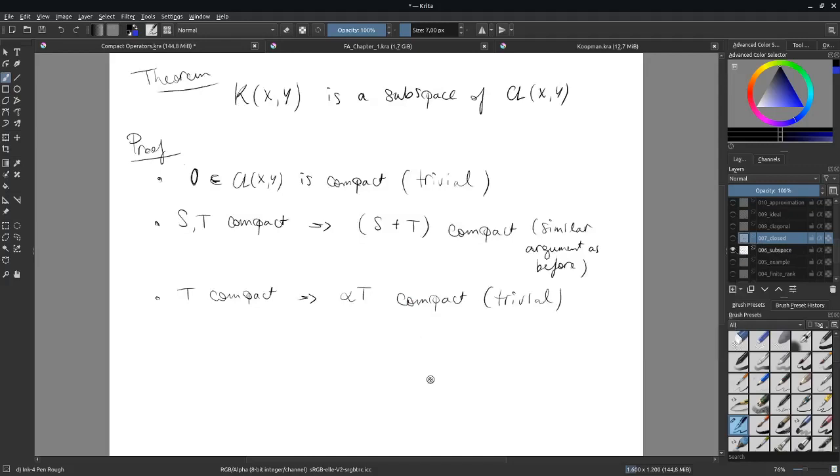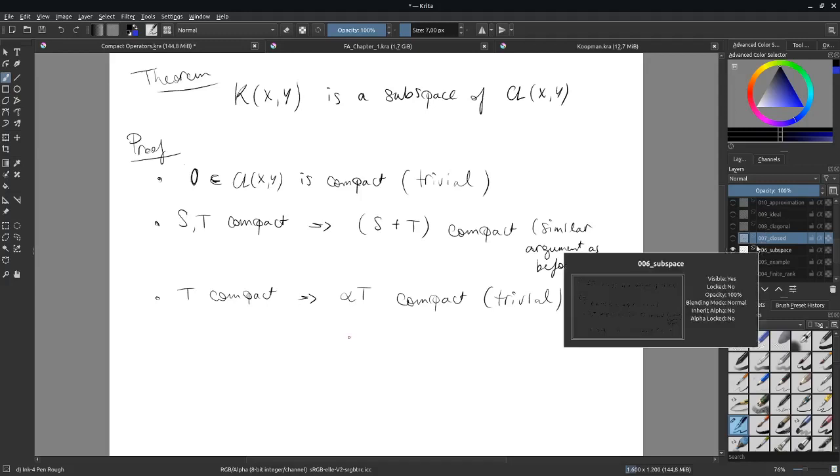Now, another theorem. We already saw that any compact operator is also continuous, but we have more than that. We have that the set of compact operators is also a linear subspace of CL(X,Y). Here we're taking both of these as vector spaces, and the proof is fairly easy. It's easy to show that the 0 operator is compact. It's also easy to show that the sum of any two compact operators has to be compact as well, and that scaling an operator also makes it compact. So it's overall pretty easy to prove that.